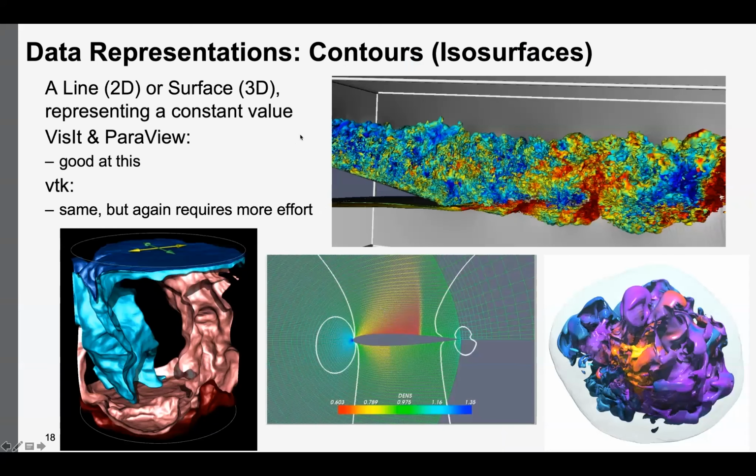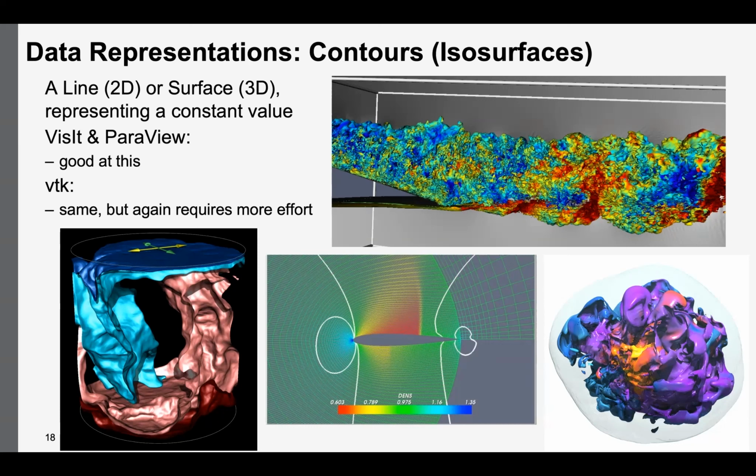So contours, or isosurfaces, or isocontours, are called a number of different things. In 2D it's a line, in 3D it's a surface, and it represents a constant value. So essentially everywhere where the variable that you're looking at is the same value, we create a surface in 3D. And looking at how you can do these things, VisIt and ParaView are good at this. VTK again is also good at it. It requires a little more effort, and there are different ways that you can utilize this.